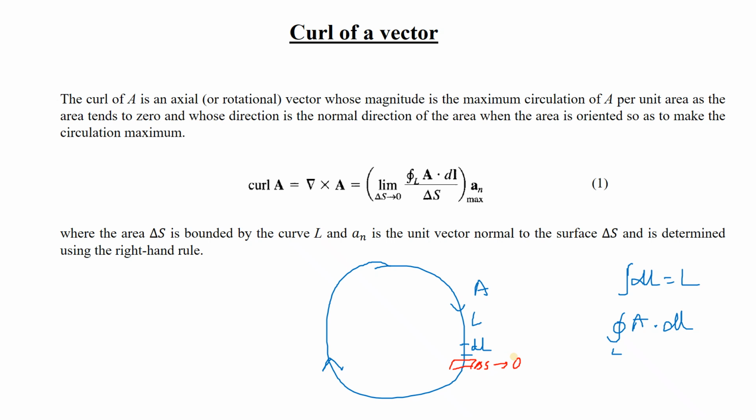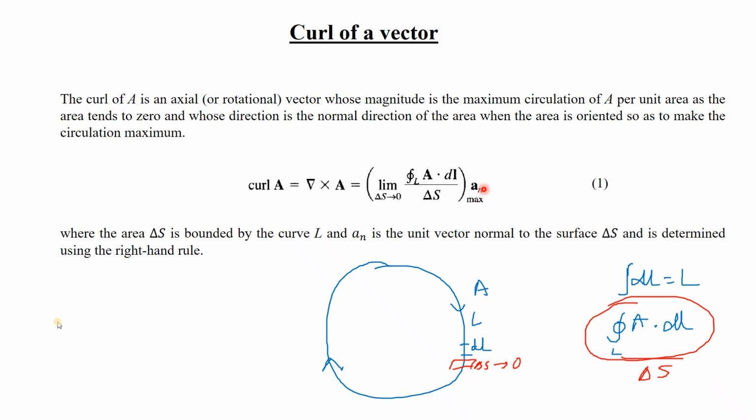So that area is delta S, as if delta S is almost a point. What is the maximum circulation per unit area? That is simple, divided by delta S. Circulation is nothing but the line integral of the vector, because the vector is rotating. Rotating means it is traveling in a closed line, so we calculate the closed line integral, and we get the maximum circulation per unit area.